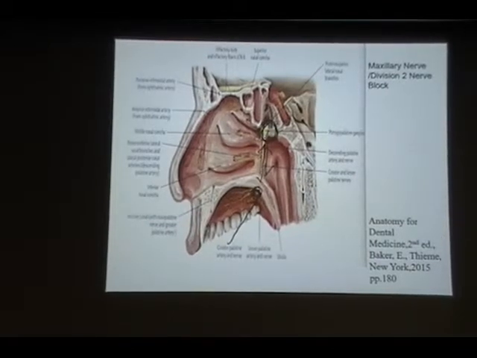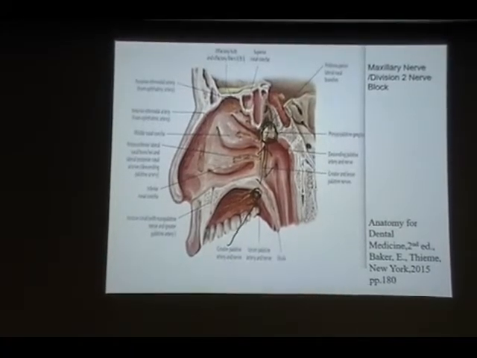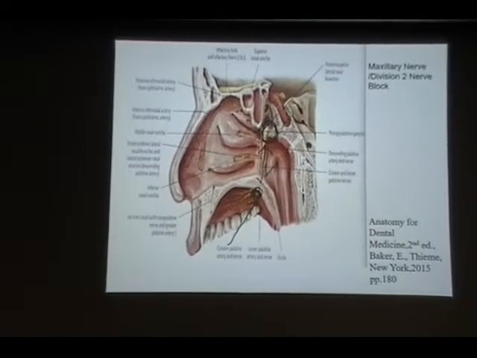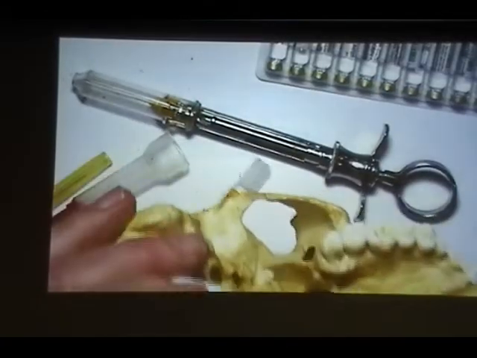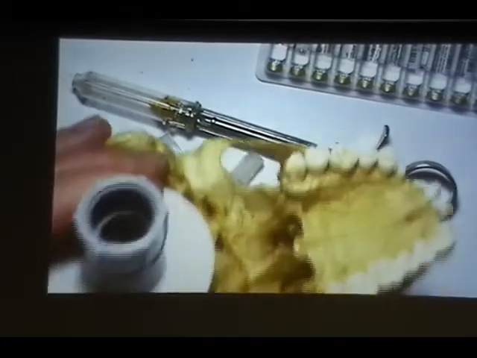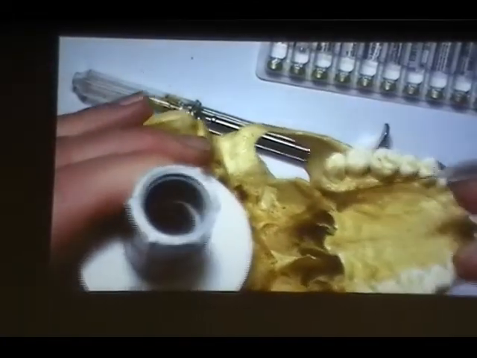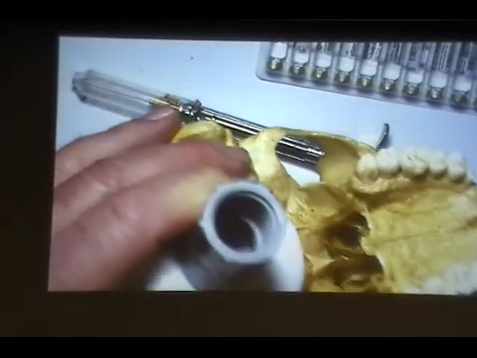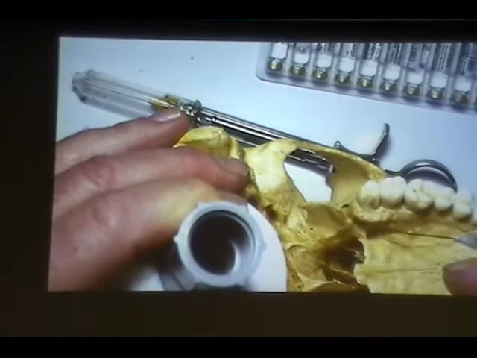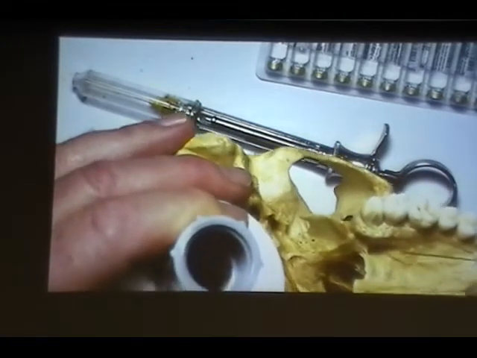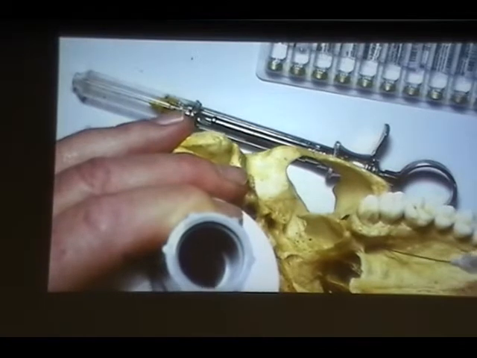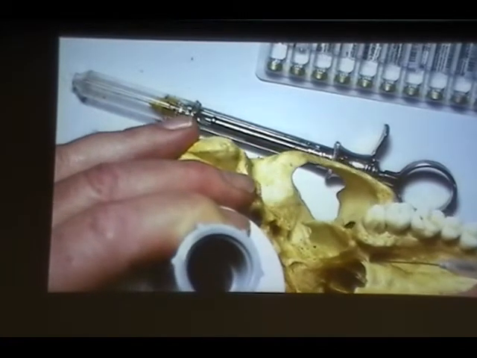So this is called a division 2 block because that's what we are successfully blocking. We are blocking the second division of the maxillary nerve. So if we go over here and look at where we would inject on this skull, we would go into this area here. Here's a greater palatine foramen. Now typically what you first have to do is inject a little bit of anesthetic in here because you may have to feel for the opening. Okay? You may have to feel for the opening.